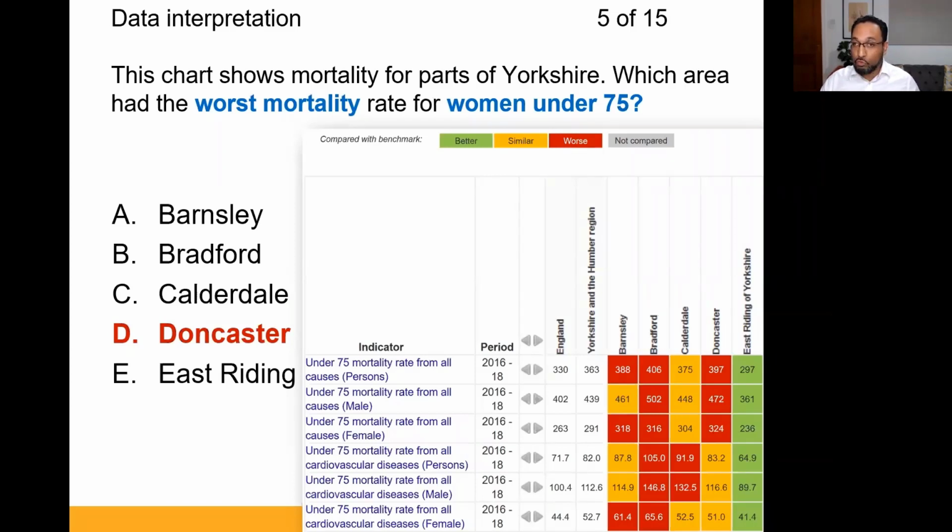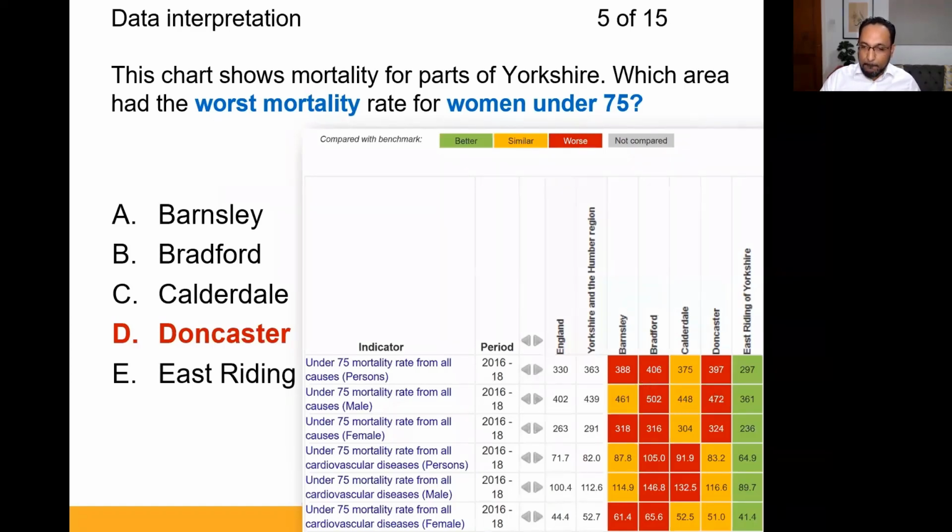So most of you got that right, actually. It was the more popular answer by a big margin. But quite a few people did get it wrong because they either picked B or A. So why might someone have picked B, Bradford? Bradford did have the worst rate if you looked in the wrong row. If you looked in men, you can see they had a much worse rate than Doncaster. Similarly, if you looked at all people, so men and women, you can see it had a much worse rate. So that's why people might have picked Bradford if they were looking at this.